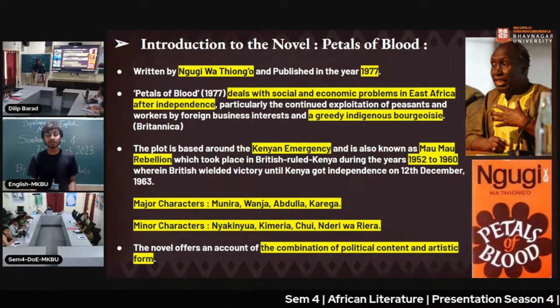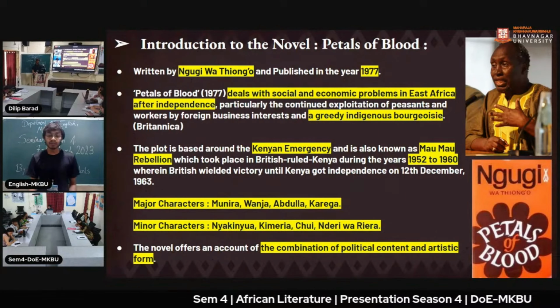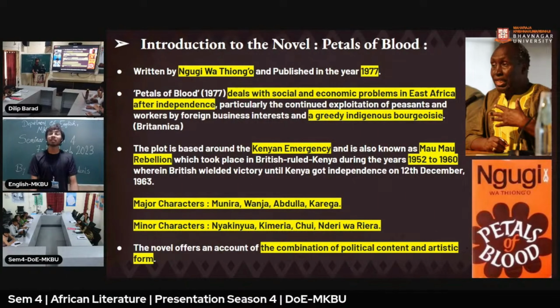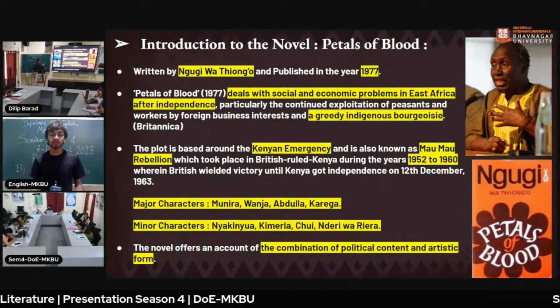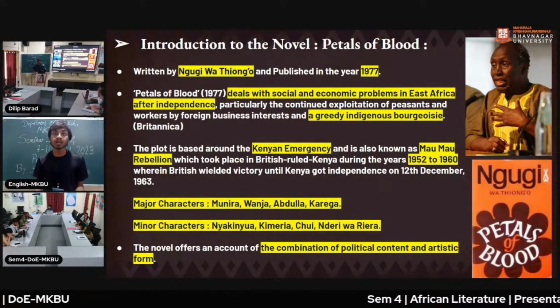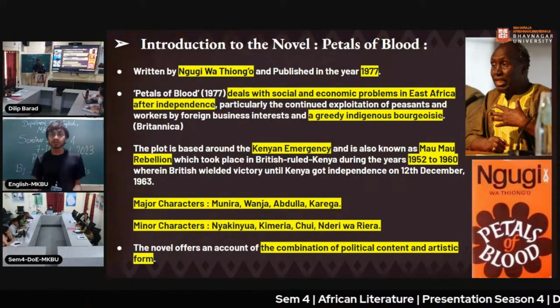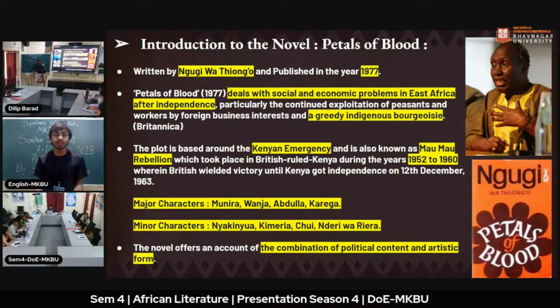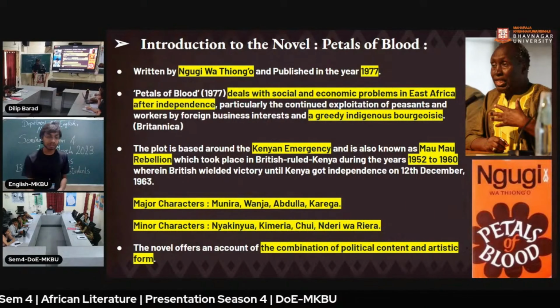The Kenyan emergency, which is also known as the Mau Mau rebellion, took place between 1952 and 1960. Even in this Mau Mau rebellion, within this timeline of 1952 to 1960, the British wielded the power. The British overpowered Kenya. Though in 1963, three years later, Kenya got independence from British rule.